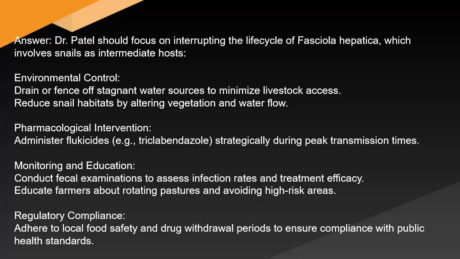Environmental control: drain or fence off stagnant water sources to minimize livestock access. Reduce snail habitats by altering vegetation and water flow. Pharmacological intervention: administer fasciolicides, e.g. triclabendazole, strategically during peak transmission times. Monitoring and education: conduct fecal examinations to assess infection rates and treatment efficacy. Educate farmers about rotating pastures and avoiding high-risk areas. Regulatory compliance: adhere to local food safety and drug withdrawal periods to ensure compliance with public health standards.